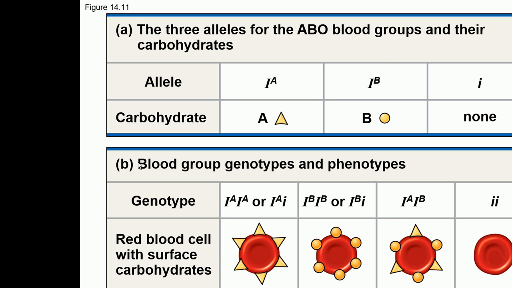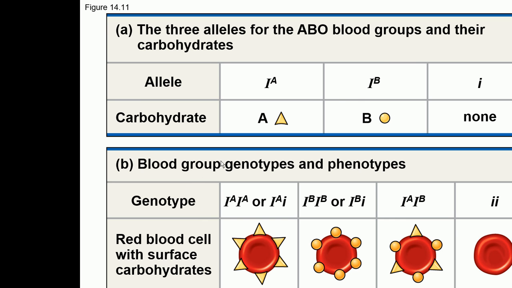So you can see here, this is the genotype. If both the alleles are IA, the blood type is going to be A, and it is going to show these antigens on the surface of the red blood cells.